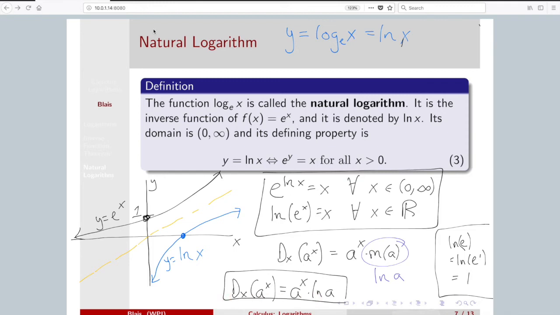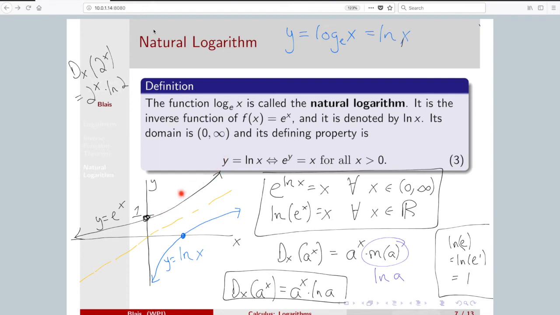But if you see something like, say, the derivative of 2 to the x with respect to x, you use that rule to say this is 2 to the x times natural log 2. Here, 2 is playing the role of a. So that's our natural log.